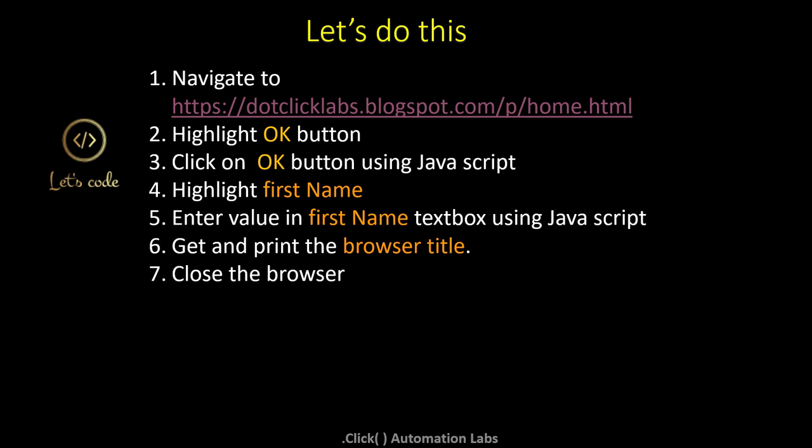So this is for your work. Navigate to this particular URL, highlight the OK button, click on the OK button using JavaScript, highlight the first name, enter a value in the first name text box using JavaScript, get and print the browser title, close the browser. So these are all the examples which I already explained during the session. If you wanted to memorize those things, it would be good to practice these actions. So if you want, I can put these at the end of the video so that you guys can take a look at these steps and practice on your own.